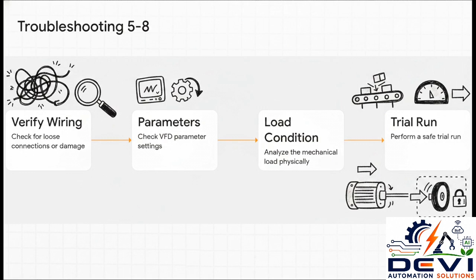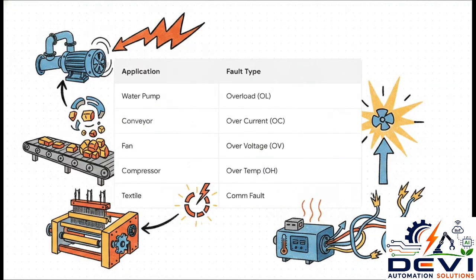Keeping that checklist going. Next, you want to verify all your wiring. Look for loose connections or damaged insulation. Then, dive into the VFD parameters. Did someone accidentally mess with the acceleration time or the motor nameplate data? It happens. After that, physically analyze the load condition. Is a conveyor jammed up? Is a pump blocked? Finally, and only after you've verified everything is completely safe, go ahead and perform a trial run.